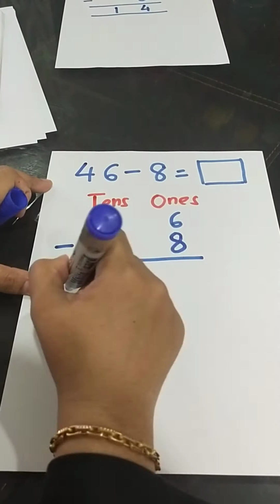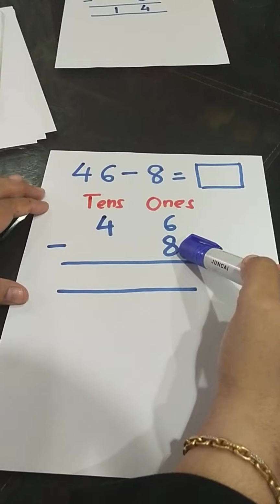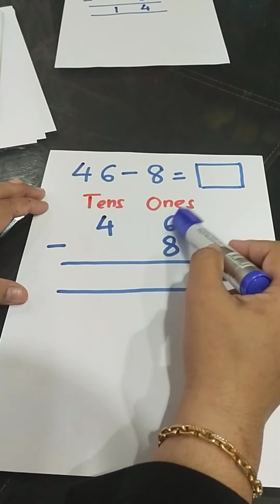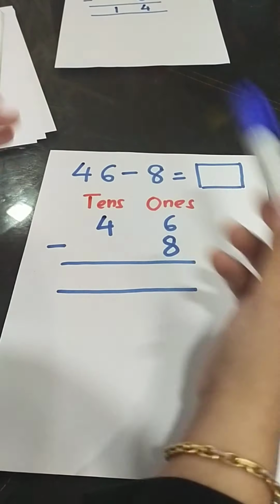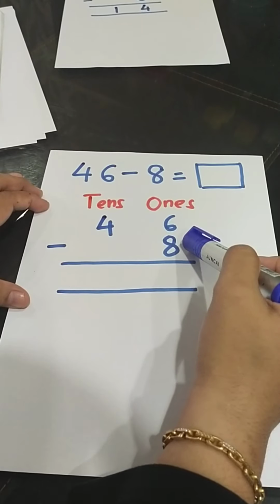Okay, underline. Right. Now, as usual, we count at ones first. Ones we have 6 minus 8. 6 is a small number compared to 8. How come 6 can minus 8? So what you need to do? You need to make 6 a larger number, a bigger number than 8.